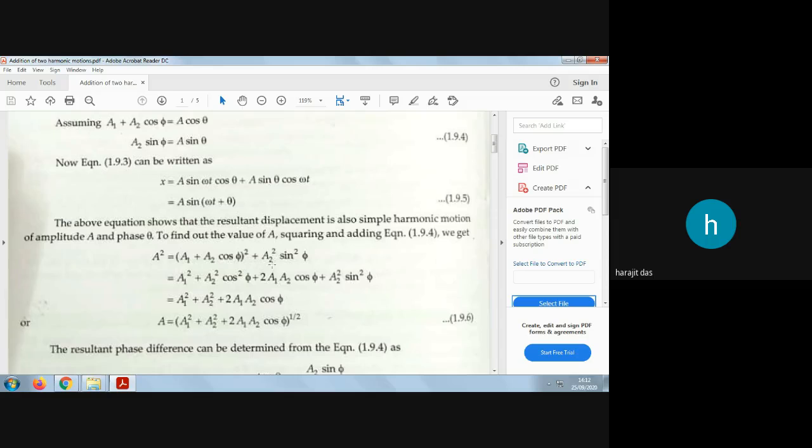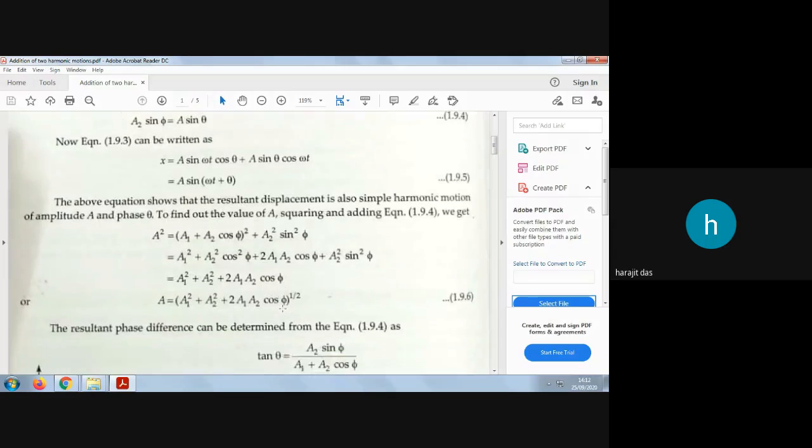Understood? Then this term will be there, a2 square sine square phi. Here also it is a2 square cos square phi. So from this term and this term, sine square phi plus cos square phi will be 1, so you get only a2 square. a1 square will remain there. Then 2 a1 a2 cos phi I have written.